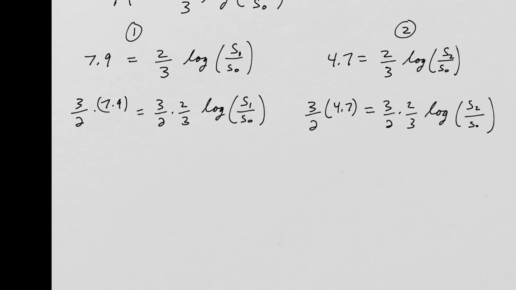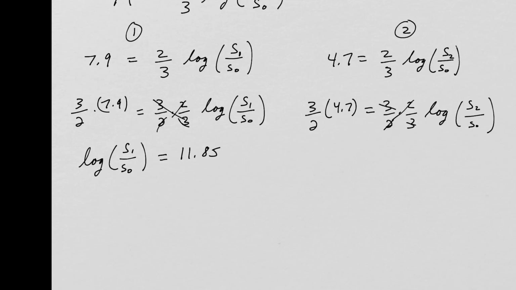Let me put the log term on the left-hand side now. The reason why I did that is this will cancel, right? And then same thing over here. So I get the log by itself, but I'm going to write it on the left-hand side. So log of S1 over S naught, that's equal to, and then 3/2 times 7.9 is 11.85.